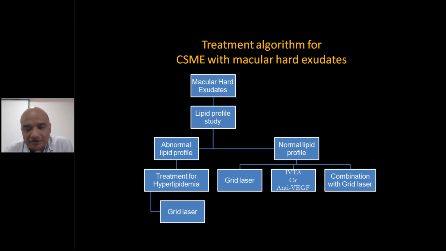But the first thing you have to do, if the patient is having a lot of hard exudates causing macular edema, is identify the cause of the hard exudates. Is it because of hyperlipidemia or a normal lipid profile? If the lipid profile is normal, then also you can treat with grid laser, or you can try anti-VEGFs or intravitreal triamcinolone acetate or intravitreal steroid, or a combination of these with the grid laser. So the treatment parameters remain the same: anti-VEGF, lasers, intravitreal steroids. These three are the main lines of management of a case of diabetic retinopathy.